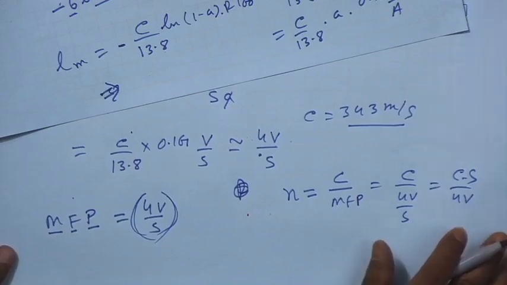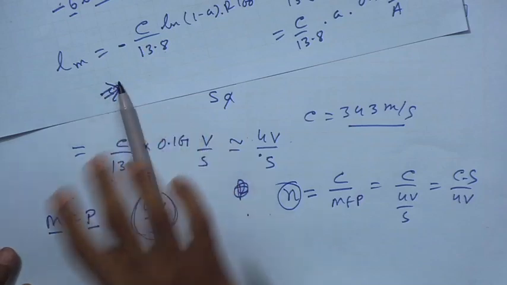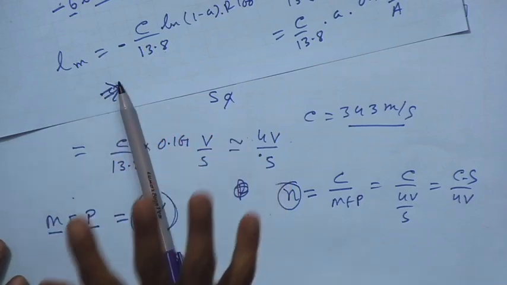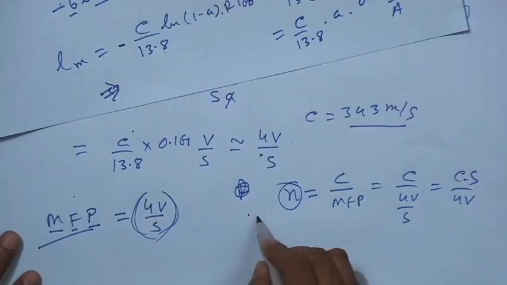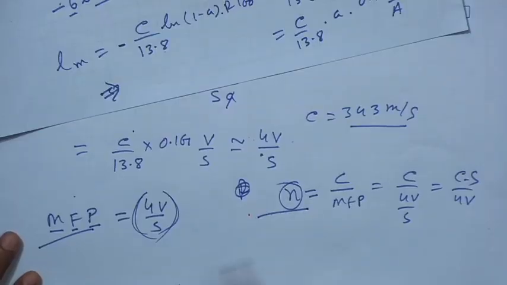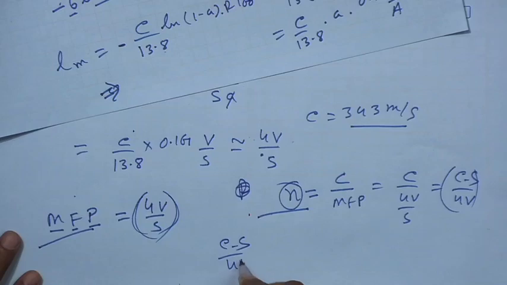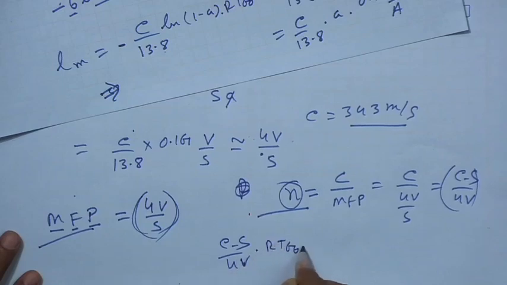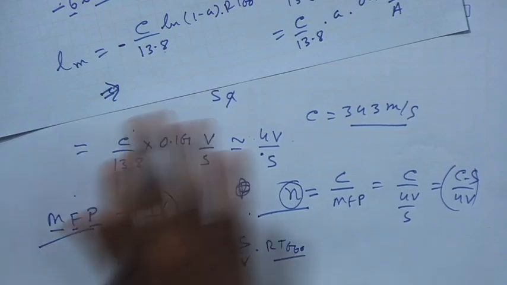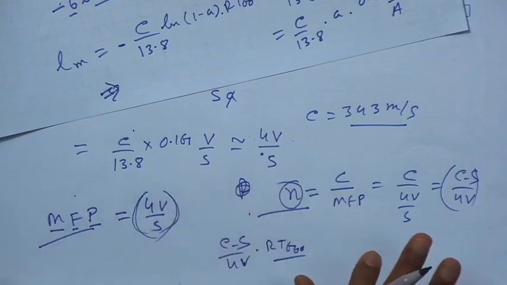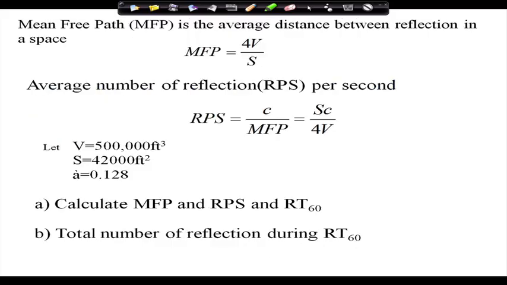Depending on the number of reflections, I can say whether this room supports statistical reverberation time or not. So, for a given room dimension, I can calculate the mean free path and the number of reflections per second. The number of reflections within the reverberation time is c into S by 4 V into RT60. So, I can calculate all those parameters. Okay. So, this is more or less the reverberation time.